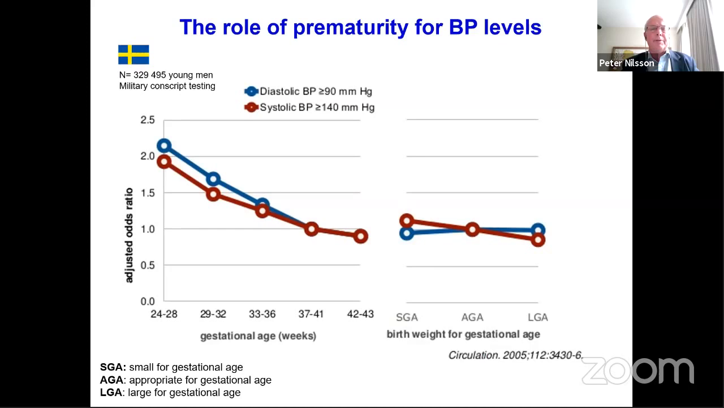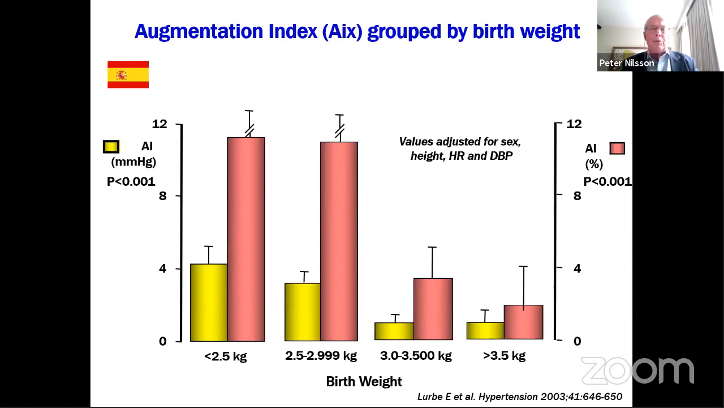Prematurity is another factor that influences blood pressure levels, and everything that impacts blood pressure levels will also impact arterial structure and function. So there is, of course, a relationship between blood pressure regulation, hemodynamics, and arterial structure and function. From Spain, Professor Empalorbe, we know that low birth weight is associated with increased augmentation index, another marker of changes in the central hemodynamics, also related to arterial stiffness, but in a more complex way than pulse wave velocity alone.